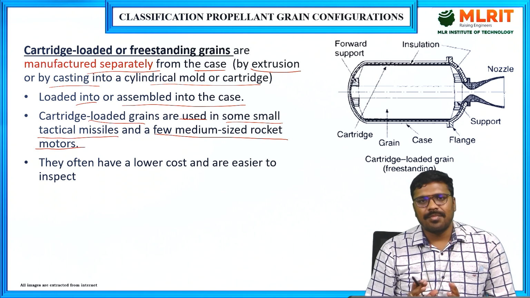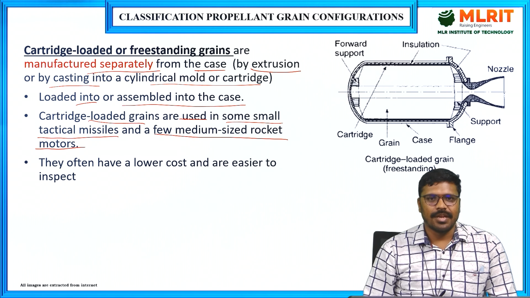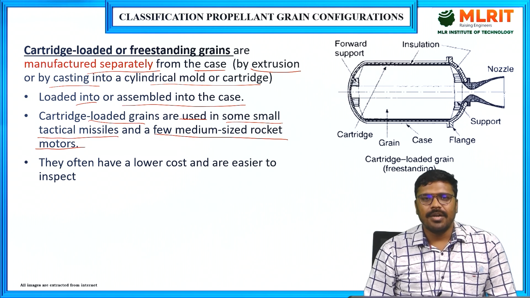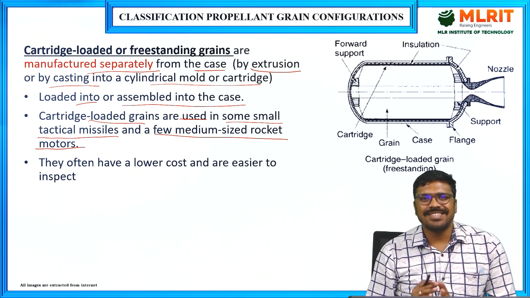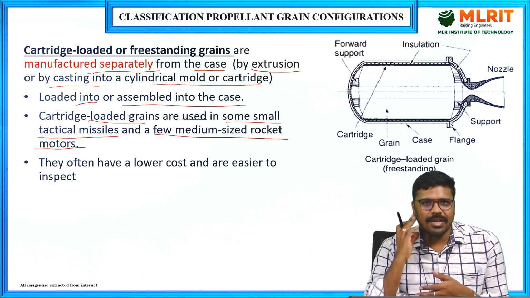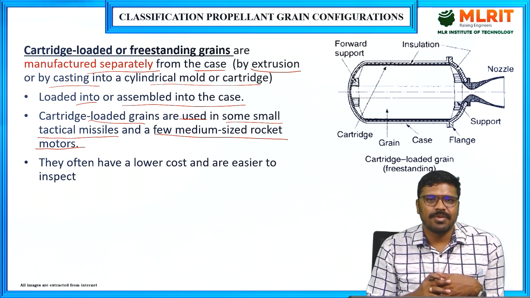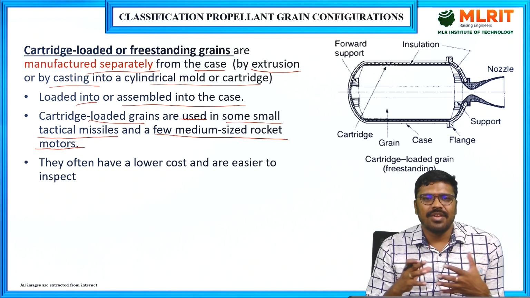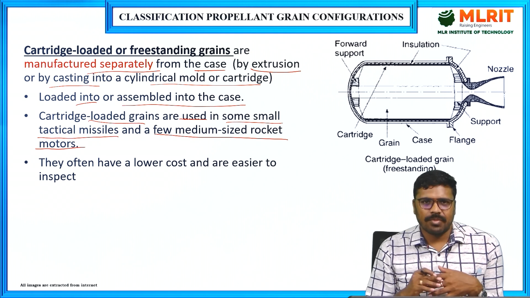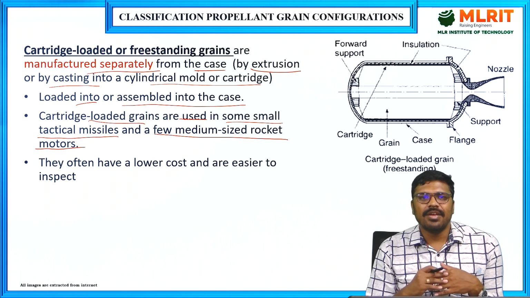If the rocket motor size is small, then we can use cartridge loaded propellant grains. But if the motor size is very high, then you can make the propellant grain outside, but it is difficult to load it in the motor case because the weight is very heavy and while handling there is a high chance of damaging the propellant grain. So that's why we go for case bonded grains for the heavy rocket motors.